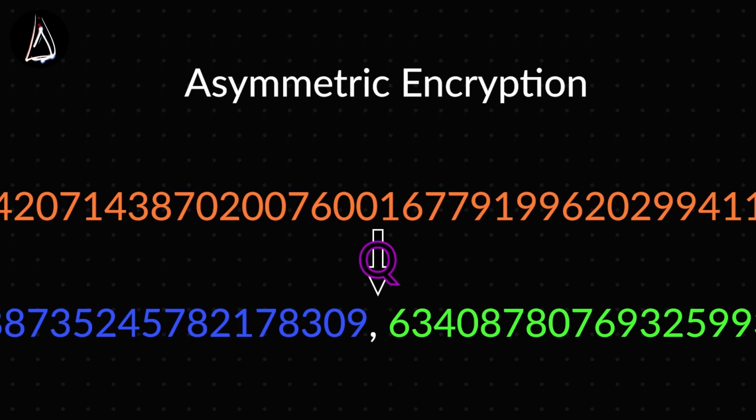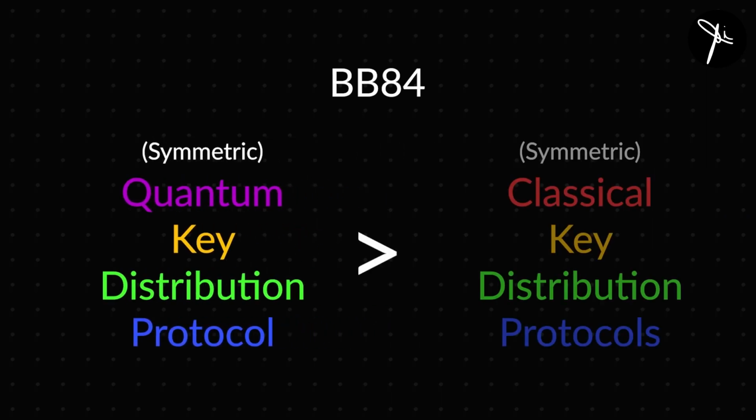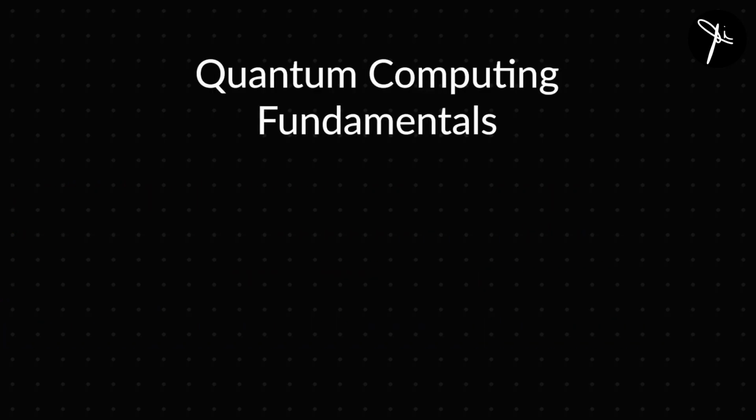However, quantum computers will be able to solve this problem efficiently, and a more secure method of key exchange will be necessary. In this video, we'll talk about one such method, BB84, a quantum key distribution protocol, and why it's more secure than classical key distribution protocols. But before we can talk about BB84, we need to introduce some quantum computing fundamentals.